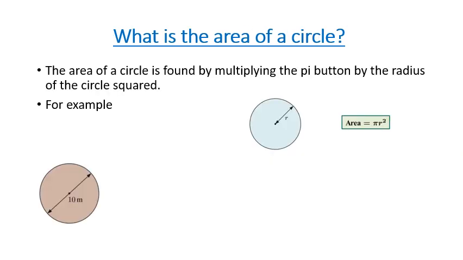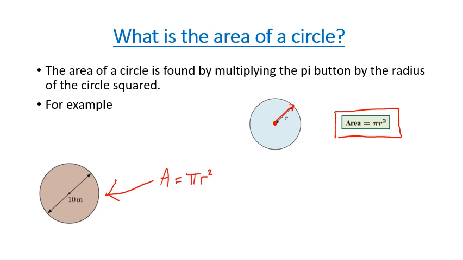Now the last shape we're going to look at is the area of a circle. Now the area of a circle is found by multiplying pi by the radius squared. Now remember that the radius is the distance from the middle to the outside. I'm going to use our example over here to work it out. So the area is equal to pi r squared.